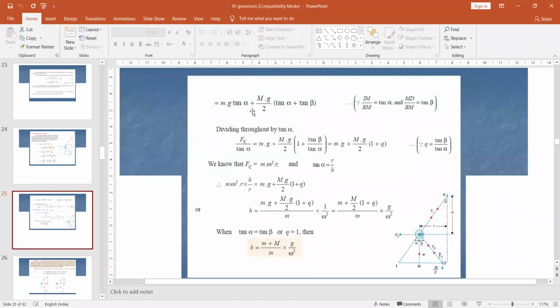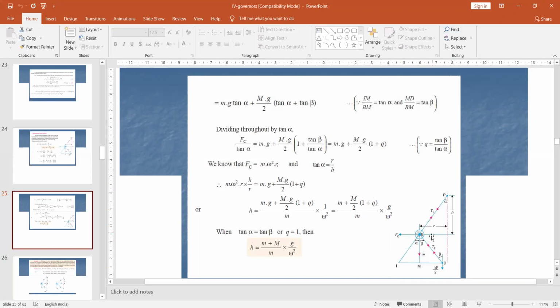How do we write IM by BM equals tan alpha? Just observe the diagram. Here we have the inclinations. Alpha is in the triangle IBM: in triangle IBM, tan alpha equals IM by BM.